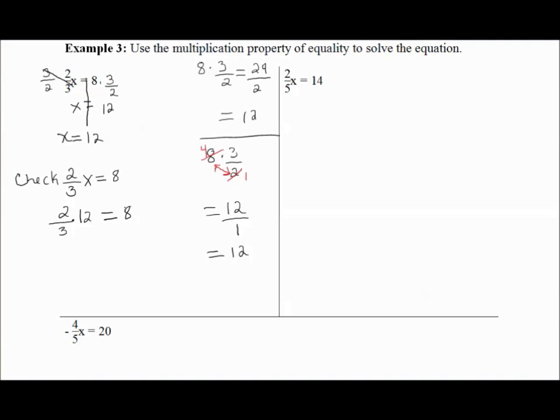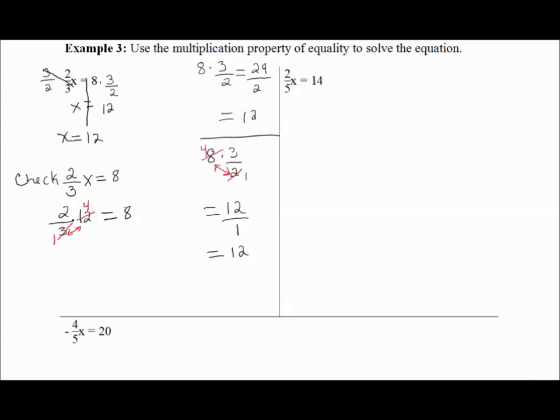Now once again, I have to simplify this, and I know how to multiply a whole number and a fraction. I'm going to reduce before I get started. I'm looking at the whole number and the denominator. I know that 3 will go into 12 4 times. So this becomes 4, and 3 will go into 3 one time.